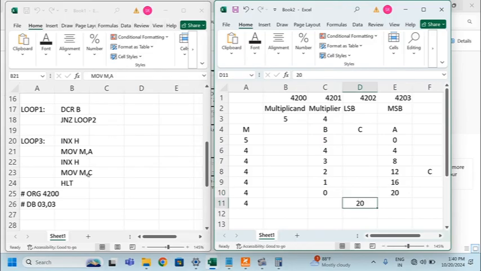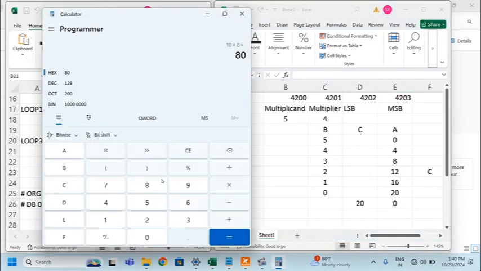Now move the content of C register. What is the content of C register? It is 0 only. So that is copied to the next memory location, that is 0. So the result is 20 in decimal, and in hexadecimal it is 14. So 5 into 4, 14 is the hexadecimal value.